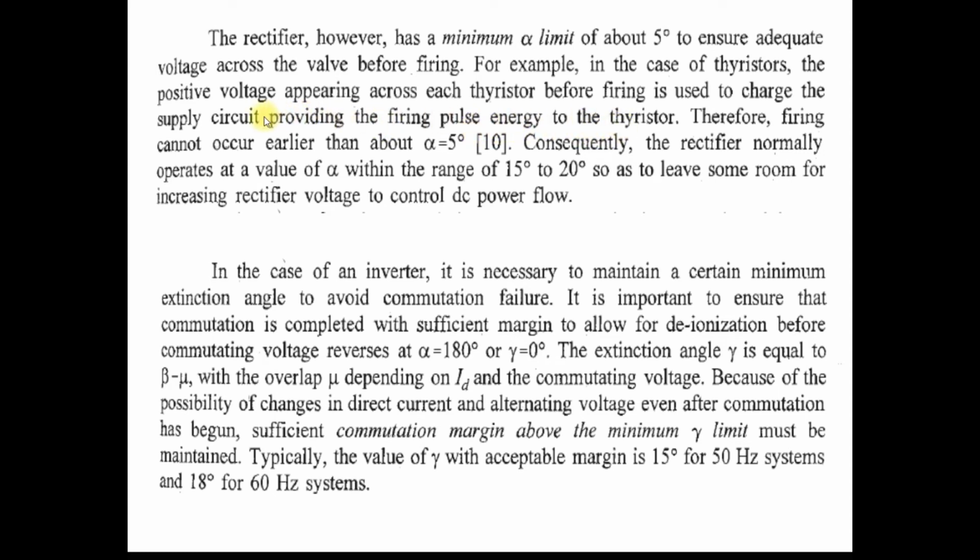So if you do not provide the minimum value of alpha, it means you do not get the proper supply voltage for this firing circuit, and it does not generate the proper gate pulses. So to provide the proper energy, or to provide the charge from the supply, we provide the minimum alpha to the thyristors. Suppose you provide alpha 0, it means from alpha 0 your valve starts conducting. So at this time what will happen? Your firing circuit is not sufficiently charged.